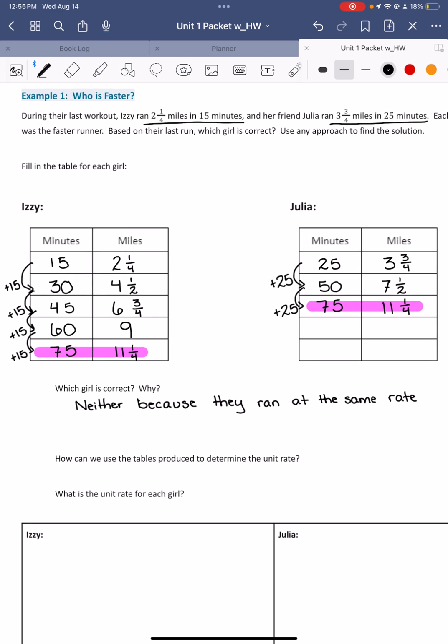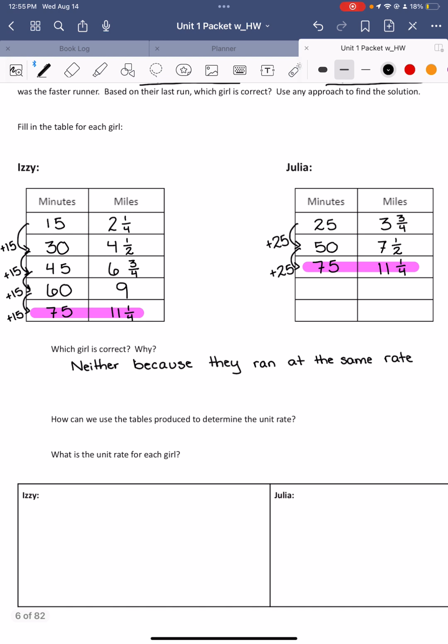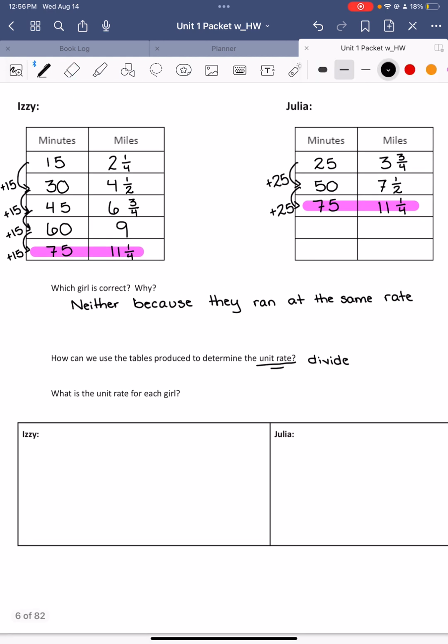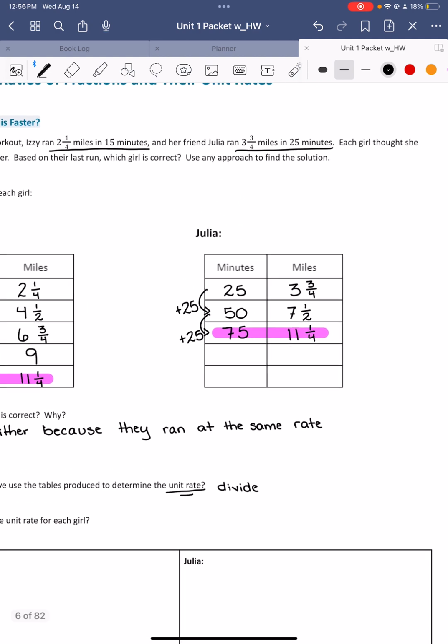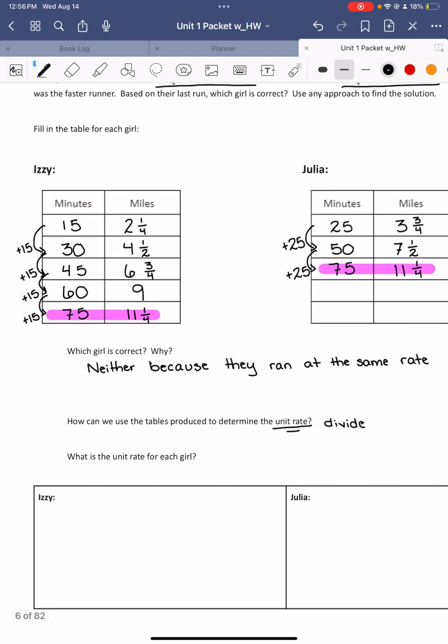Okay. So our next question, it says, how can we use the tables produced to determine the unit rate? Well, when we talked about unit rate in our last lesson, we said in order to find unit rate, we are simply going to divide. So we're going to find the unit rate for each girl. Remember, they told us that they wanted to figure this out. It's going to be miles over minutes.